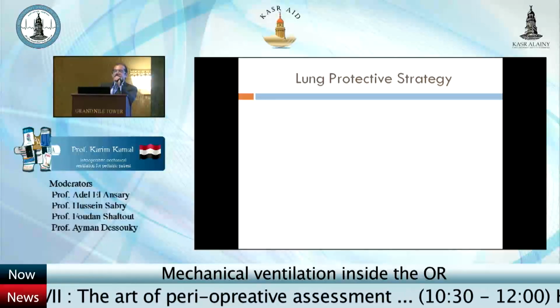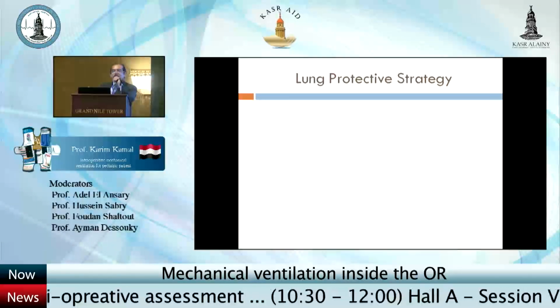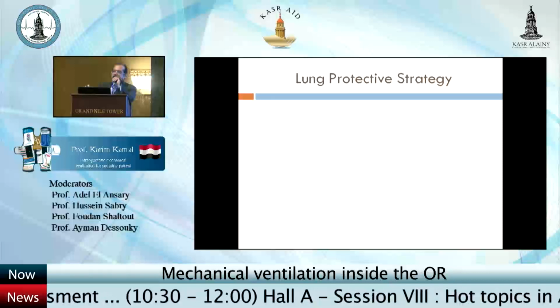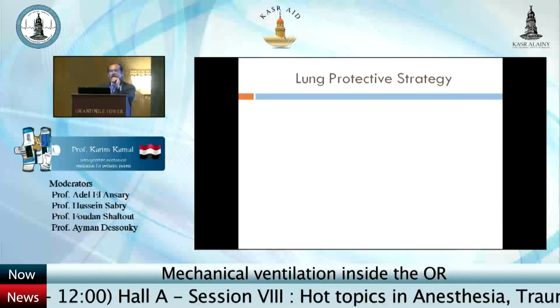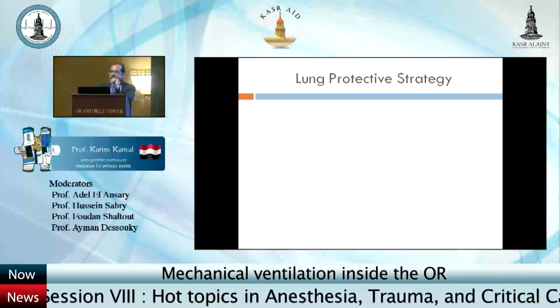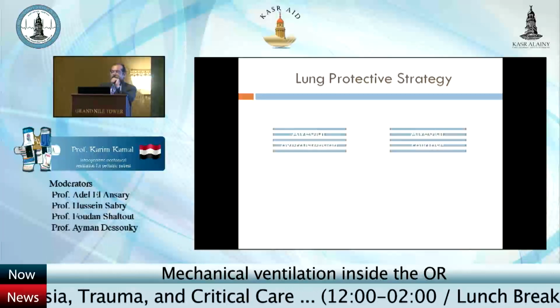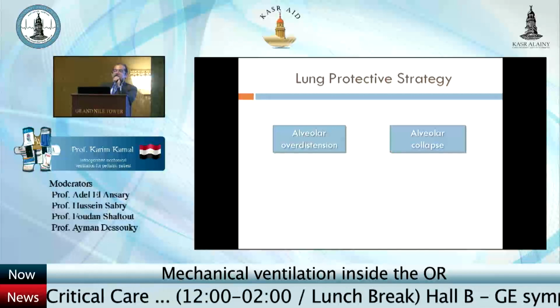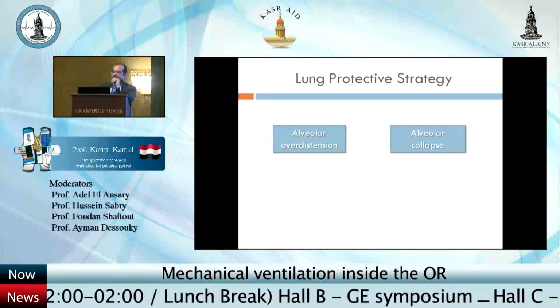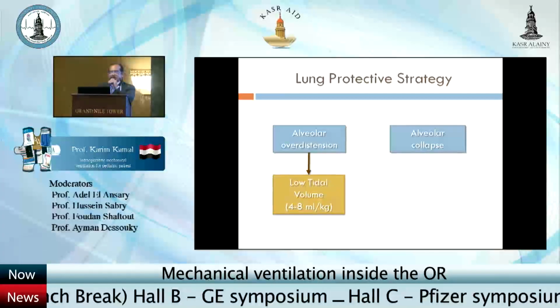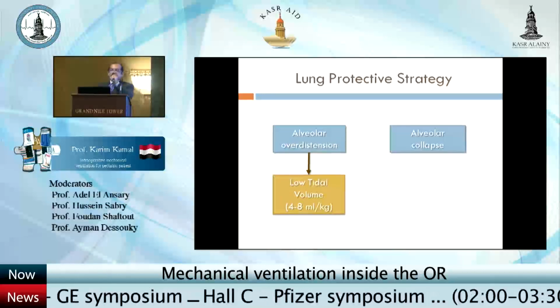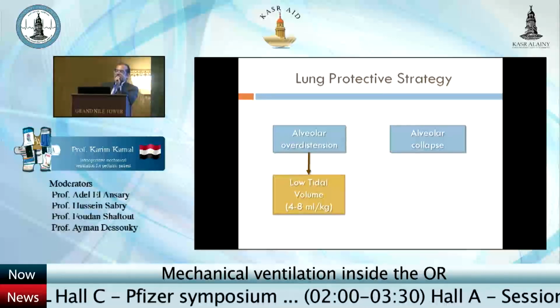So intensivists started thinking of a strategy in which they can ventilate the lung without causing it any more injury, which is known as lung protective strategy. They thought we have two problems we need to face: alveolar overdistension and alveolar collapse. For alveolar overdistension, they said, okay, we'll use low tidal volume ventilation, 4 to 8 milliliter per kg.